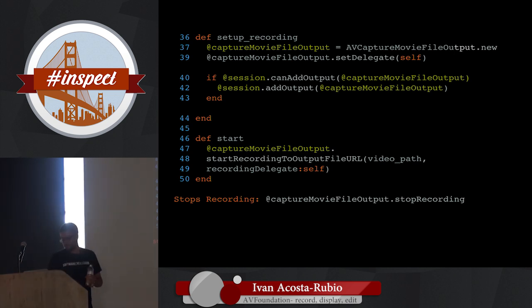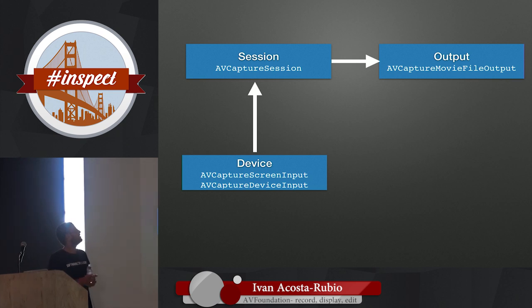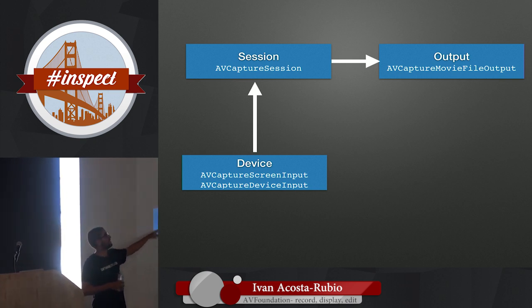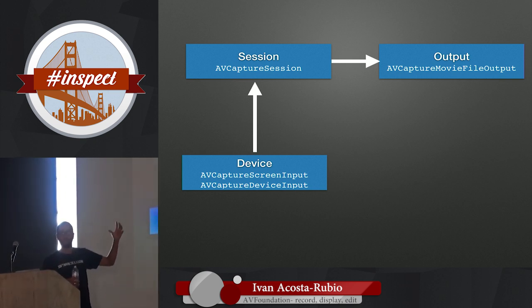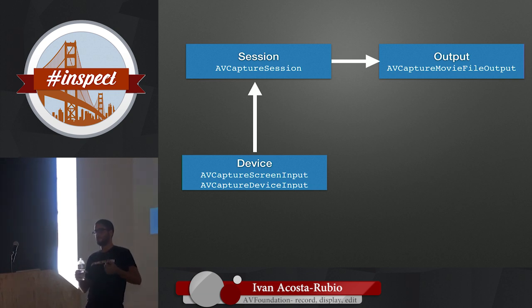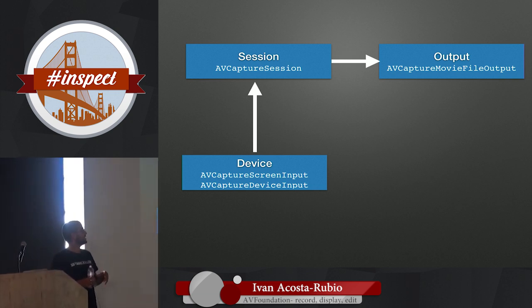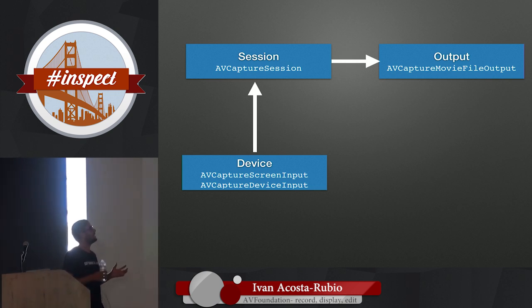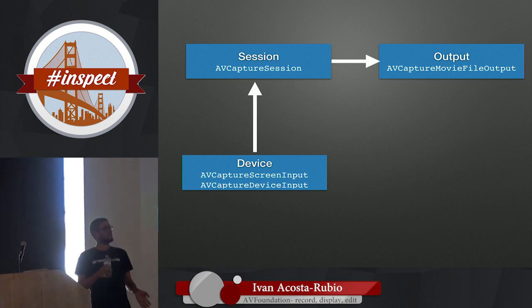So going back, these are really only three classes, because the device can be many devices. This is the flow we're going to see throughout the framework: we have a session object, we have some devices that we're capturing data from, and then we have an output. That's basically the whole idea behind AV Foundation.